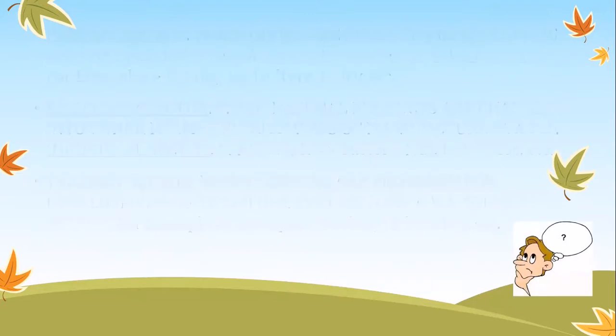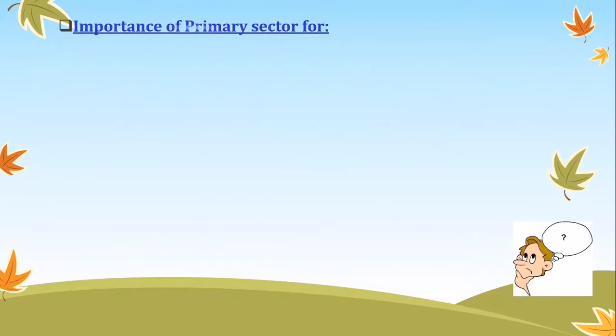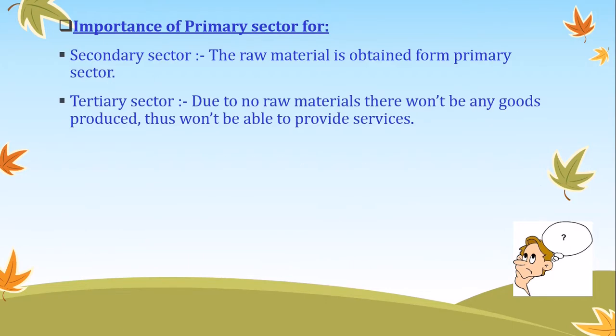Now, let's know the interdependence of the three sectors. First of all, importance of primary sector for secondary sector. The raw materials for secondary sector are obtained from primary sector. So if there will be no raw materials, there will be no production. That is why primary sector is important or essential for secondary sector.